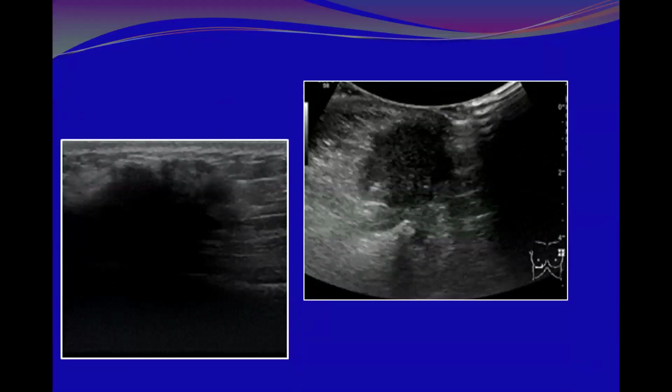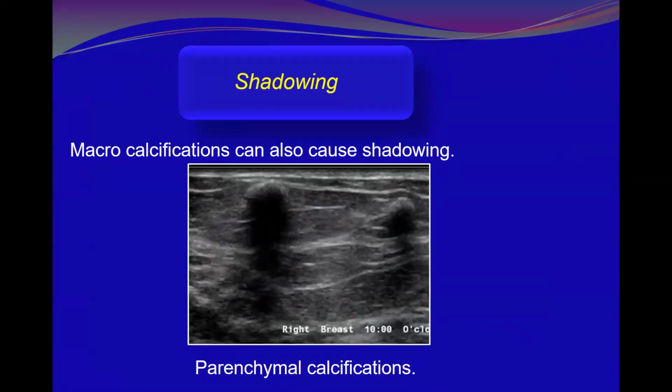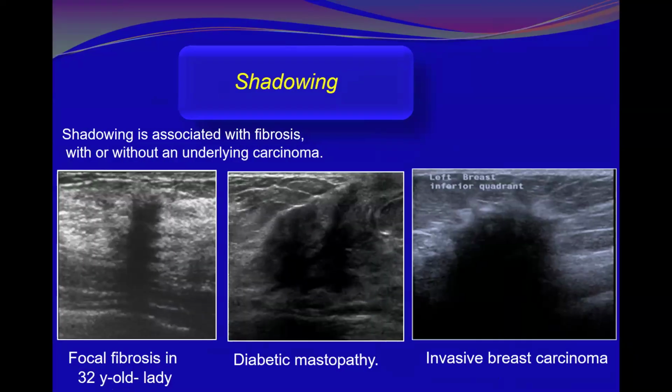So this is my patients. Look at how this lesion, this mass, demonstrates intense posterior shadowing. When I use the convex probe, I could evaluate the mass and eliminate this posterior shadowing. Also, posterior shadowing can be seen in association with macrocalcification or these parenchymal calcifications. Okay, and here, these are 3 examples of fibrosis.